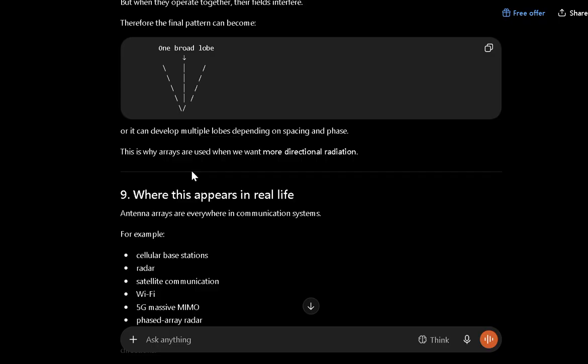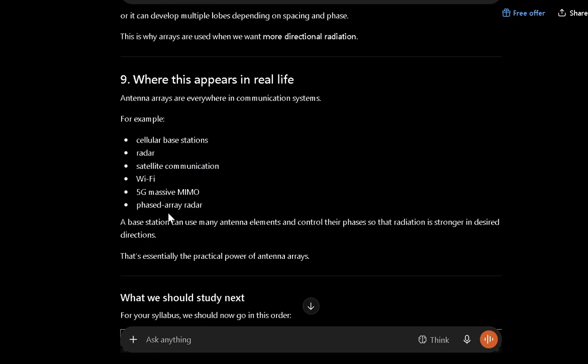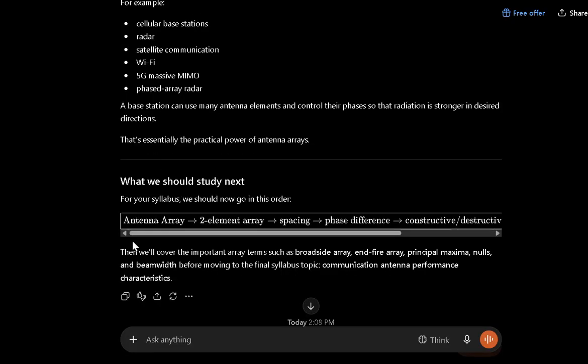Where does this occur in real life? Antenna arrays are everywhere in communication systems. For example, cellular base stations, radar, satellite communications, 5G, massive MIMO, phased array radar. A base station can use many antenna elements and control their phases so that radiation is stronger in a desired direction. That's essentially the practical power of antenna arrays. What we should study next: element array, spacing, phase difference, to continue the concept.